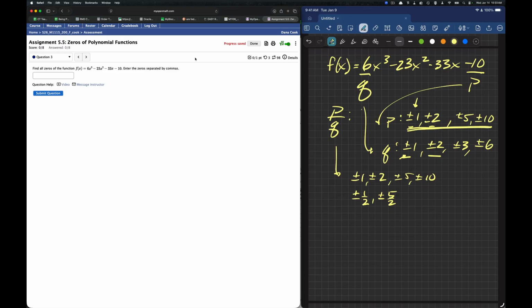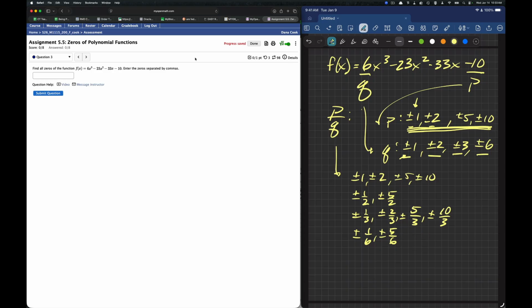Now I take all of these and divide by plus or minus 3. Plus or minus 1/3, plus or minus 2/3, plus or minus 5/3, and then plus or minus 10/3. Now, all of those factors divided by plus or minus 6. Plus or minus 1/6, not redundant. Plus or minus 2/6, certainly redundant because that's 1/3. Plus or minus 5/6, and then plus or minus 10/6. But 10/6 is 5/3, which is just above it.